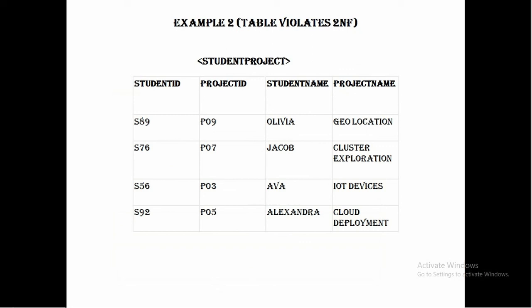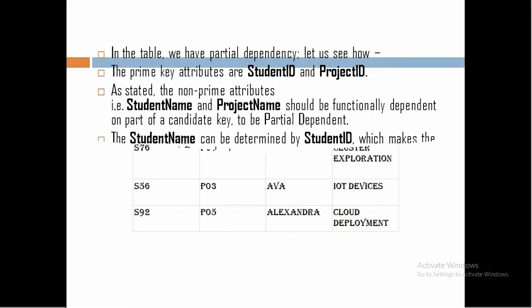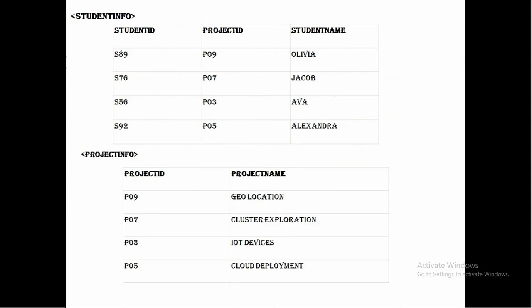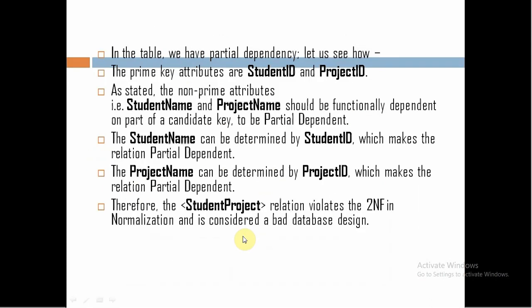So, we decompose this table into student info and project info. Student info contains student ID, project ID and student name. From student ID and project ID we can find out the student name. Similarly, in the project info relation we can determine the project name from the project ID.